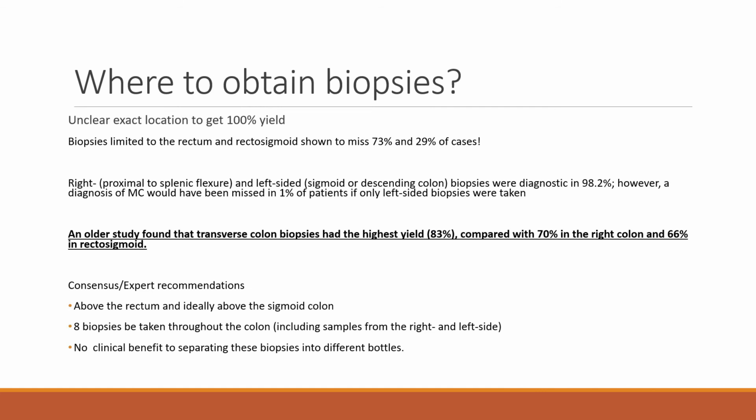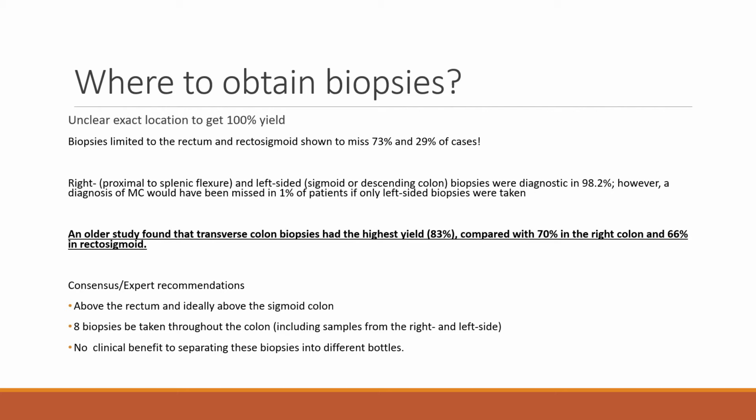Okay, so now where to obtain biopsies? At least 14 studies are published regarding the biopsy part, and none of them have said there's exactly 100% yield. But what the studies did prove is that if the biopsy is limited to only the rectum and rectosigmoid area, it is shown to miss approximately 23 to 29% of cases, specifically if you just limit to the rectum. So the expert consensus states that you should do right and left sided biopsies. But if you only do a left-sided biopsy, that means up to the splenic flexure, there's a 99% chance you can catch all the microscopic colitis.